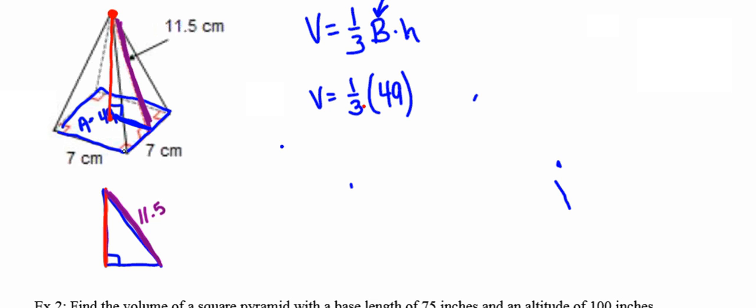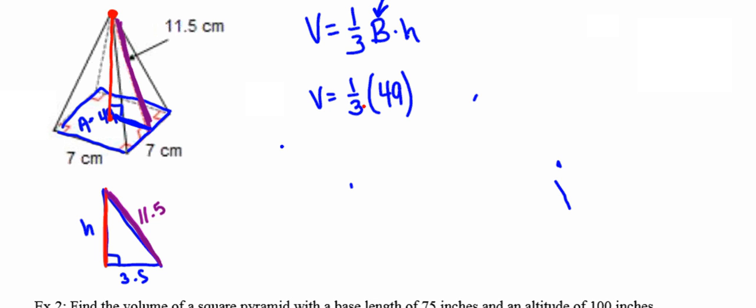I know the length of a whole base edge here is going to be 7 centimeters. This distance is going to have to be half of that, since it goes from the center of the pyramid to that outside edge. So the length of this blue piece here is going to be 3.5. And now if I want to find my height, I've got a right triangle where I know 2 out of the 3 pieces, so I can use the Pythagorean Theorem.